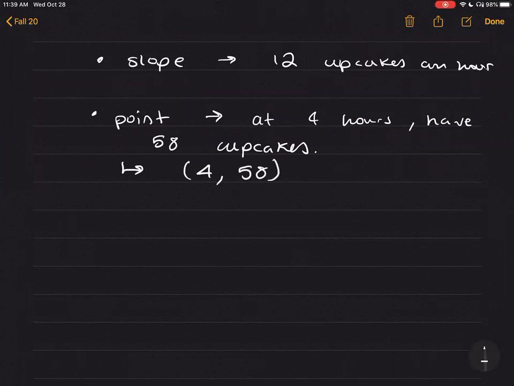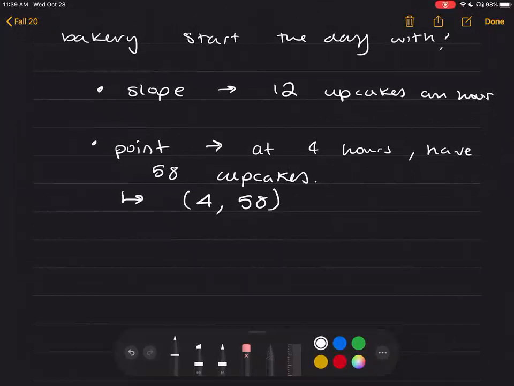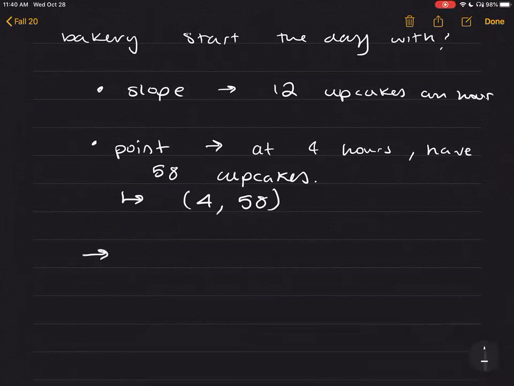The 4 is coming first in the X slot because the number of hours is our independent variable, and our number of cupcakes is our dependent variable, because however many cupcakes we have depends on what point in the day we're at. It's dependent on the time. So 4, the number of hours, the independent variable, is in the X slot, and 58, the number of cupcakes, the dependent variable, is in the Y slot. Okay. So now we have a point, we have a slope. You're like, we should use point slope form.